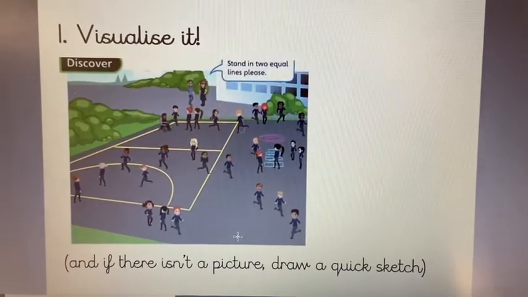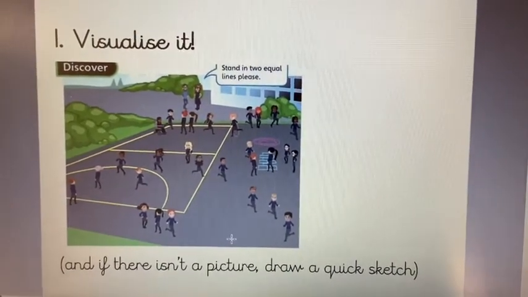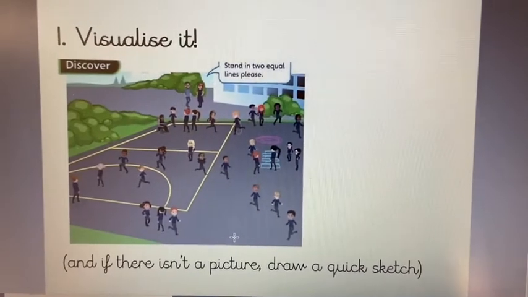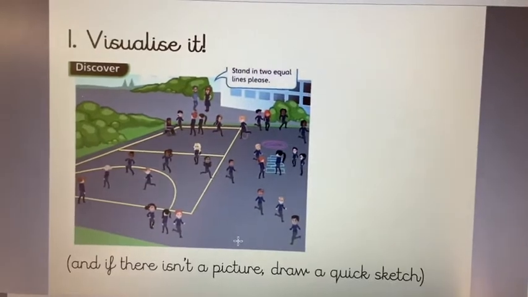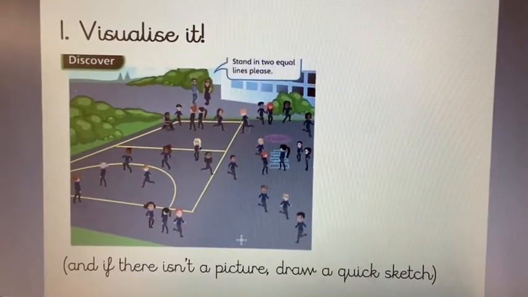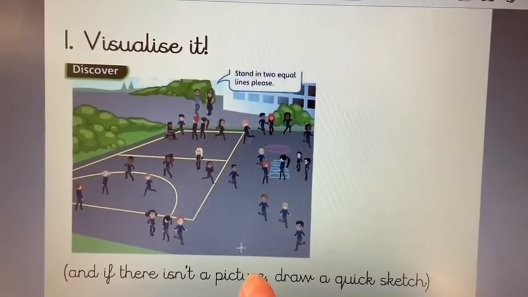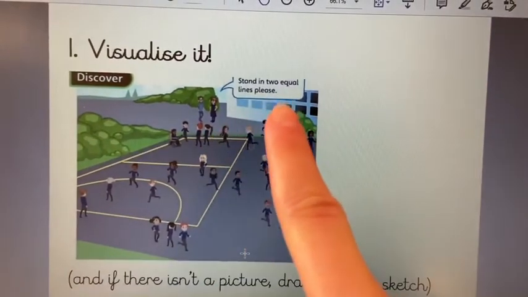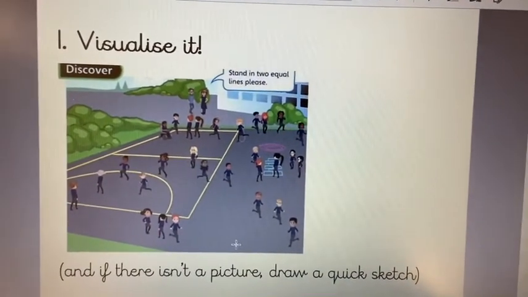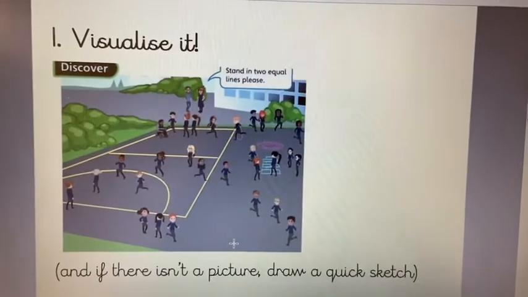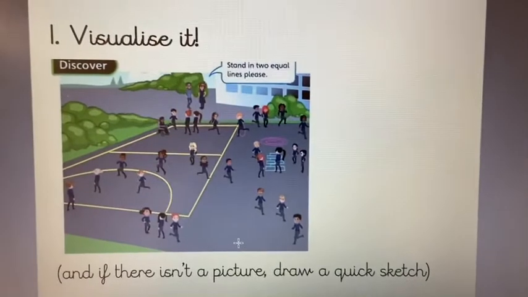So I'm going to use my laptop to help me explain the 4-step approach I take to solving problems. It starts by visualising it. And what I mean here is, can you visualise the mathematics in the real world? So I've used this example from a Power Maths book, and you can see the children on a playground and a teacher asking them to stand in 2 equal lines, please. Now, initially, you may not know what to calculate. So what I want you to start by doing is visualising them standing in these 2 equal lines.